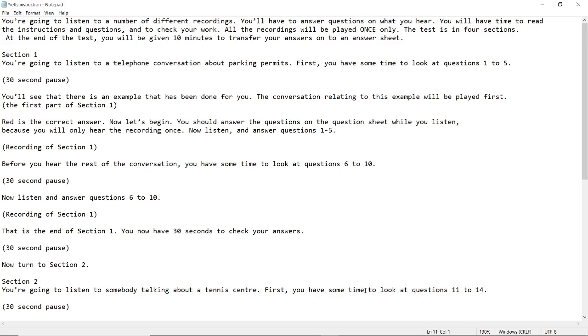This is the end of the section 1. You now have 30 seconds to check your answers. Now 30-second pause again given. Now turn to section 2.